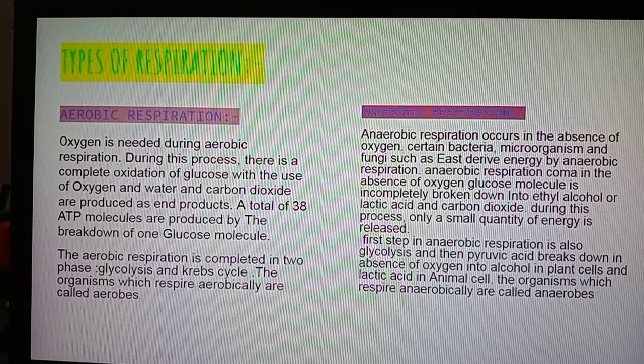Whereas in anaerobic respiration, respiration occurs in the absence of oxygen. Okay, who would do anaerobic respiration? Microorganisms, certain bacteria, fungi, such as yeast. They derive their energy by anaerobic respiration. Anaerobic respiration takes place in the absence of oxygen, and the glucose molecule is incompletely broken down into ethyl alcohol or lactic acid and carbon dioxide.